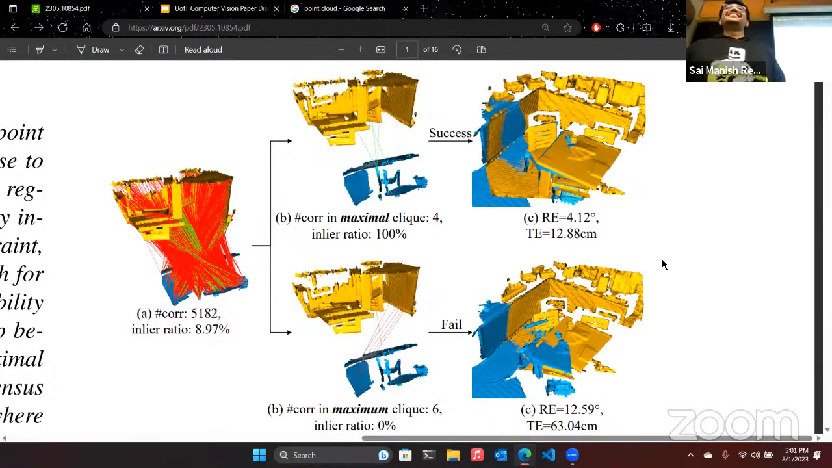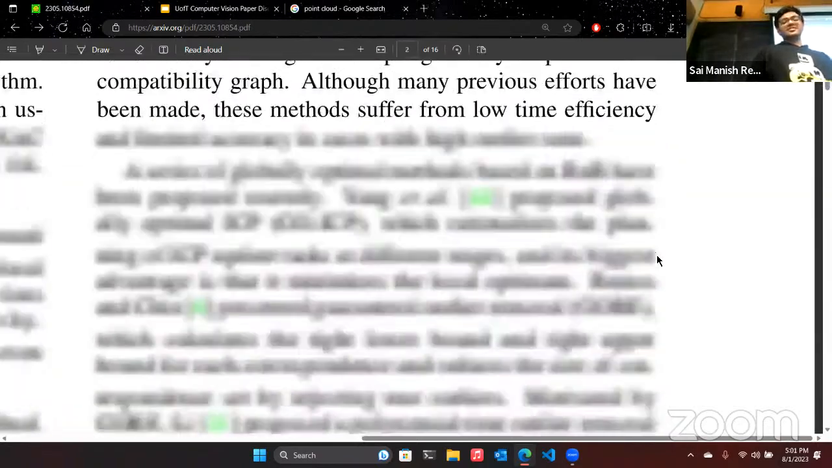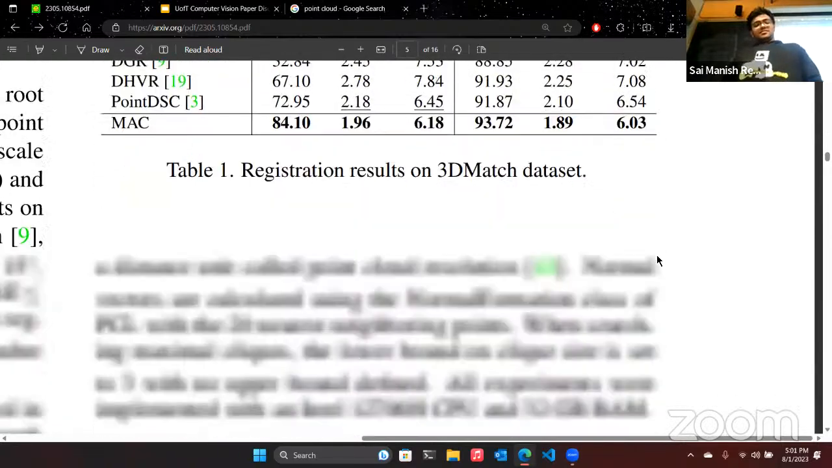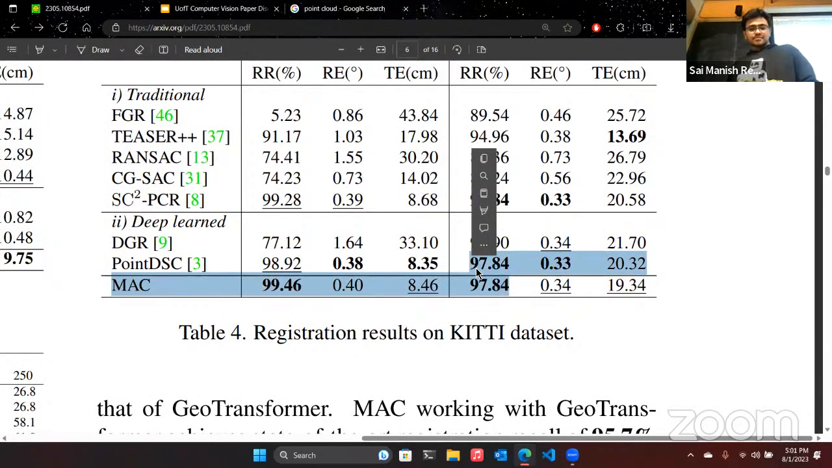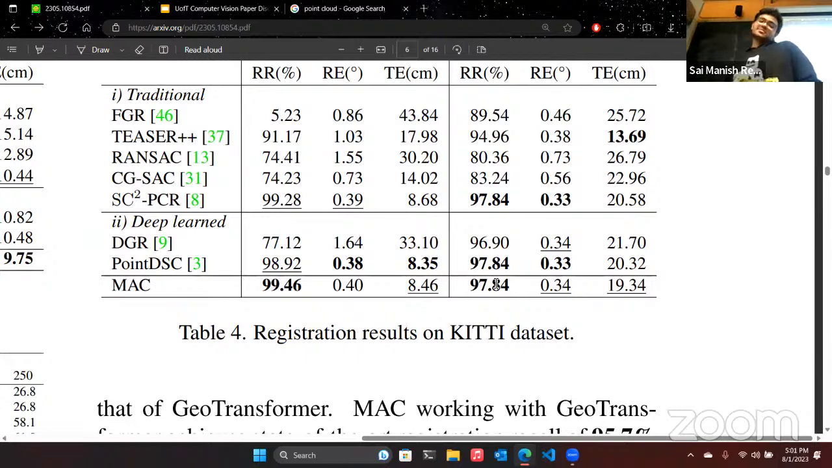I don't know, honestly. I'm just trying to think why a geometric approach works better than the deep learning one. If you see over here, the deep learning method and the MAC method kind of correspond to the same recall rate. So I guess if you train it enough, it might. It may outperform it, but.